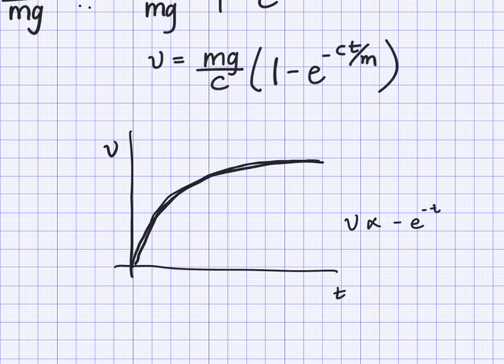So what can I determine from this graph? I can determine the terminal velocity. The terminal velocity will be that asymptotic velocity there. The time that it reaches it will be my t terminal. So that's my t terminal, and this is my v terminal there.